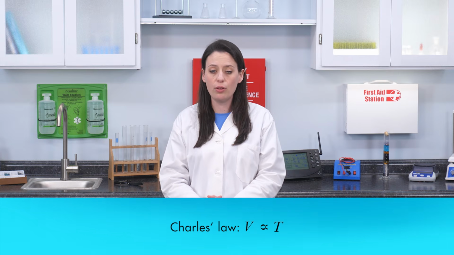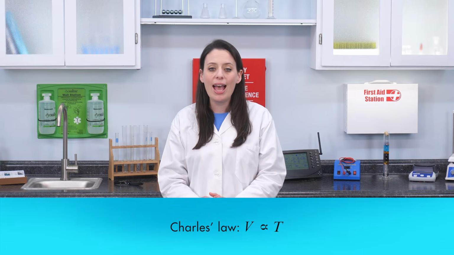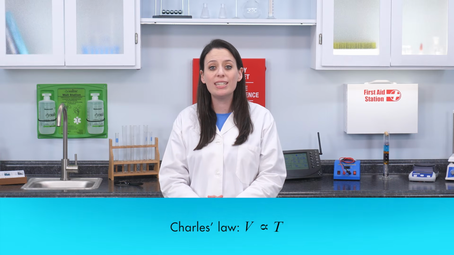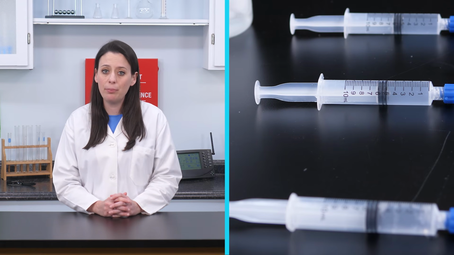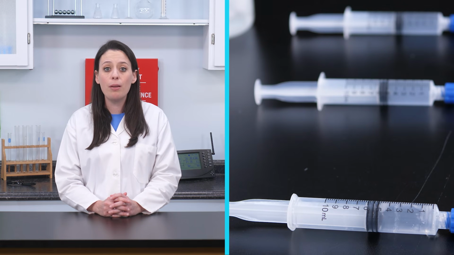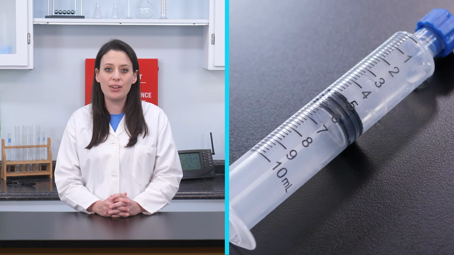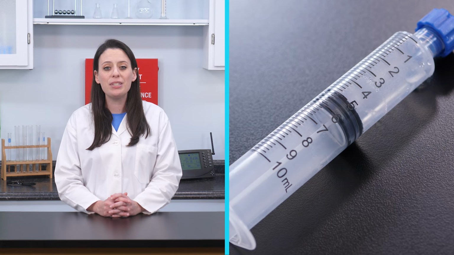Using the letter V for volume and T for temperature, Charles' law can be expressed mathematically as V is directly proportional to T. Because this is a direct relationship, a change in the Kelvin temperature of an enclosed gas will produce a proportional change in the volume of the gas. We can demonstrate this relationship with these three syringes, which are marked in 0.2 milliliter increments. Each syringe has been capped, so it contains exactly 5 milliliters of air at room temperature.